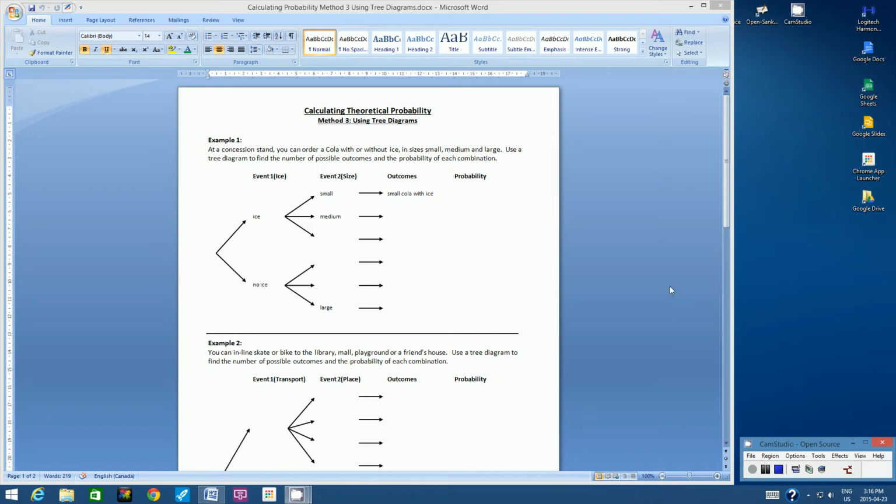Hello students, welcome to this video tutorial on calculating theoretical probability method 3 using tree diagrams. Okay, let's start right away with example 1.